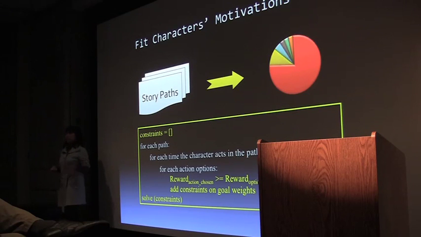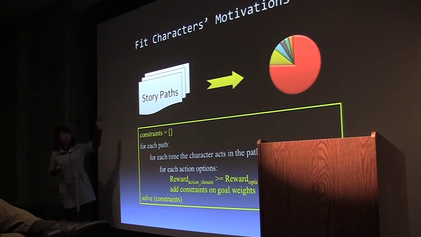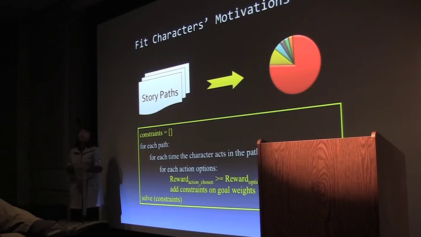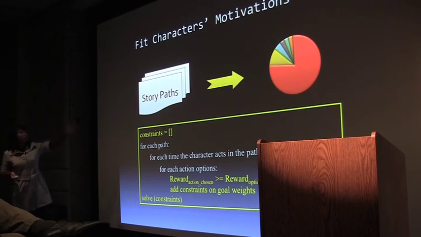If I can, then this set of goal weights will enable my character to act as you described in this story path. If I cannot, then at least mathematically, I have no way to configure my character so that he or she will act as you described there. And then you have to change either the character design or the story path description.